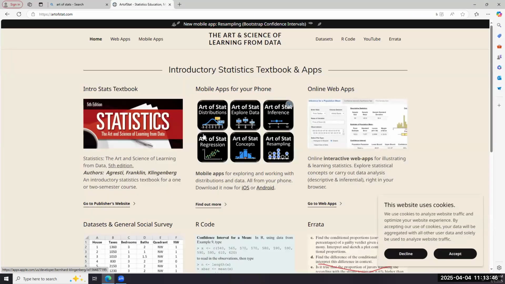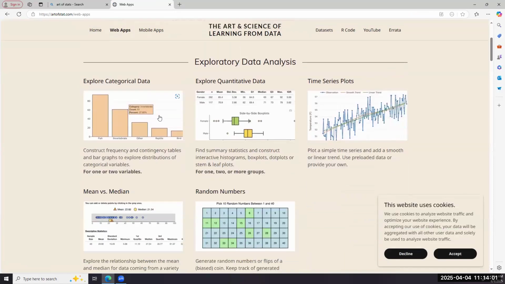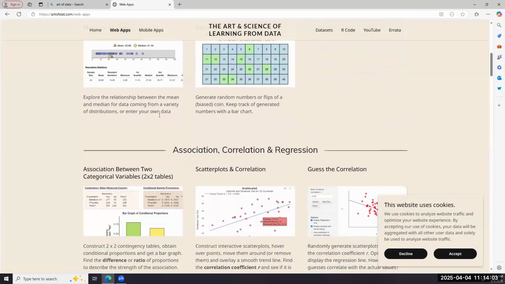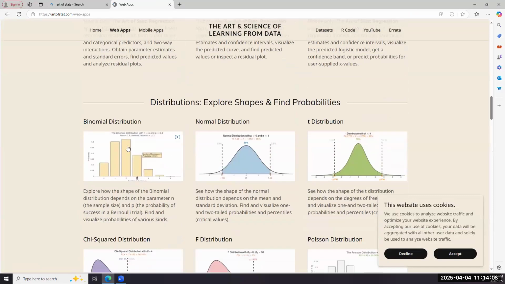If you already got it or purchased it on mobile, you can do it. But the easiest way to do it is just the web application. You go to the web application and you have to look for the binomial distribution. You go down, down, down, and there you are. You see, binomial distribution, the normal distribution, and the t-distribution. We are going to use all of them. For the time being, we are interested in the binomial distribution. So you click on the binomial.